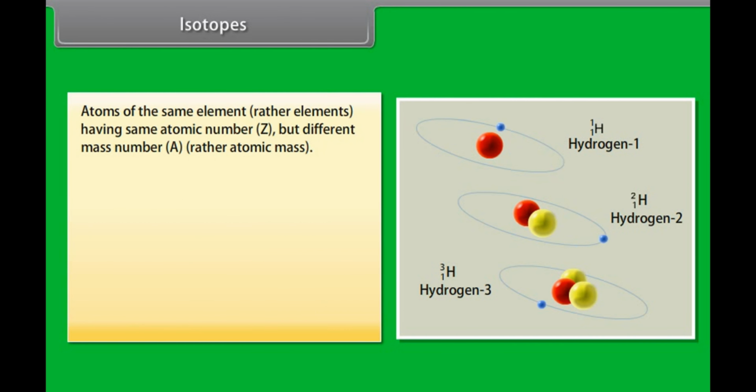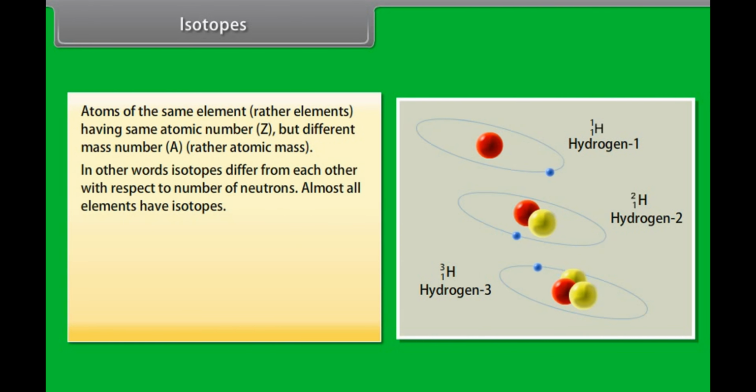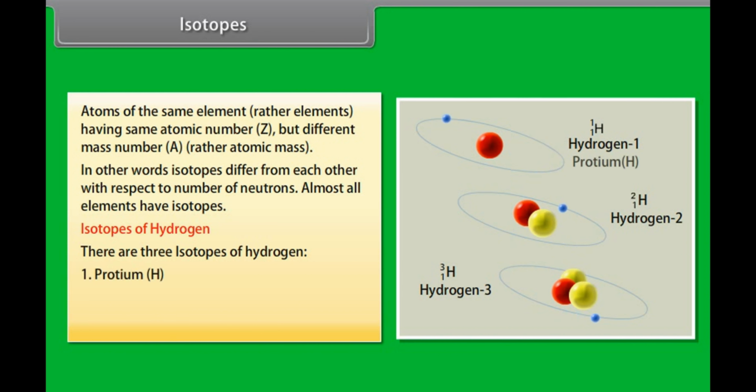Isotopes are atoms of the same element, that is, elements having the same atomic number, Z, but different mass number, A, or atomic mass. In other words, isotopes differ from each other with respect to number of neutrons. Almost all elements have isotopes. Isotopes of hydrogen. There are 3 isotopes of hydrogen. 1. Protium. 2. Deuterium. 3. Tritium.